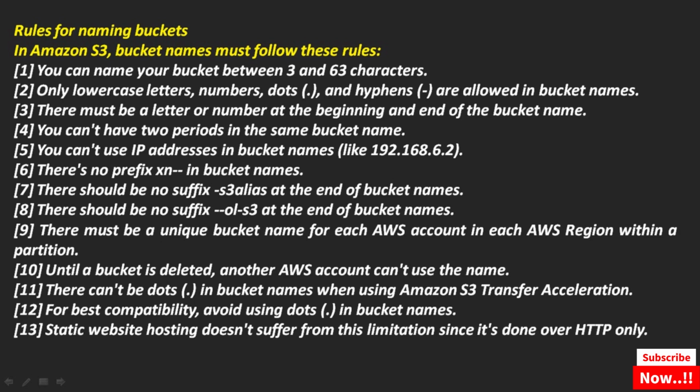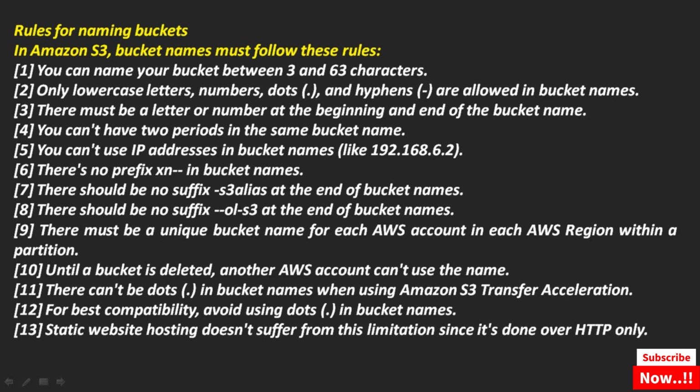You can't use IP addresses in bucket names, like 192.168.6.2. There is no prefix like xn-- in bucket names, and there should be no suffix like -s3alias at the end of bucket names. Access point aliases use this suffix now. There should be no suffix like -ol-s3 at the end of bucket names. The suffix is reserved for object lambda access point aliases.